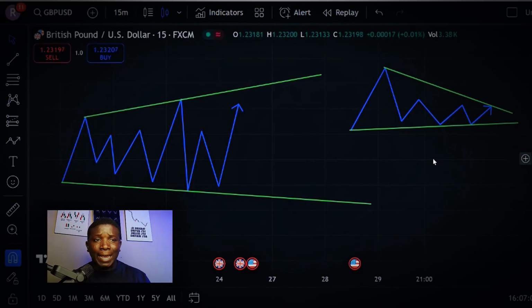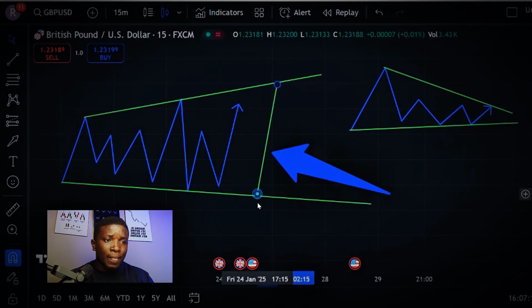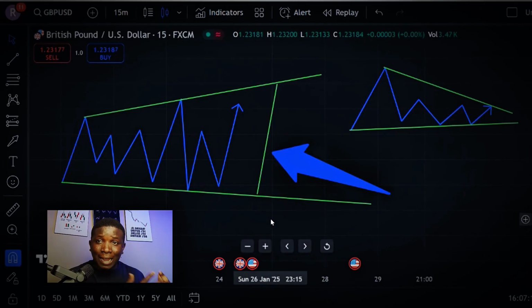Now, when you look at these two drawings, you could see that one of the drawings has an opening at the end, okay? Which was this one right at this level right here. You could see this one has an opening at the end, okay? And the opening is from here to here. Now, this is one of the conditions you can use to trade this trend line strategy.